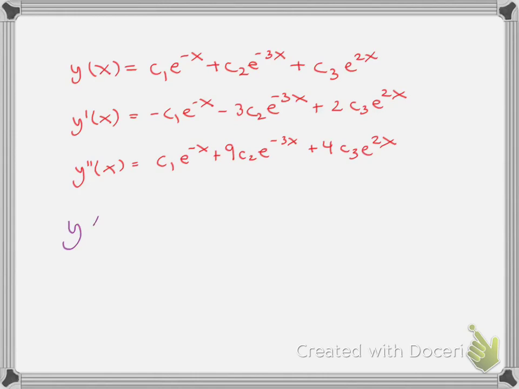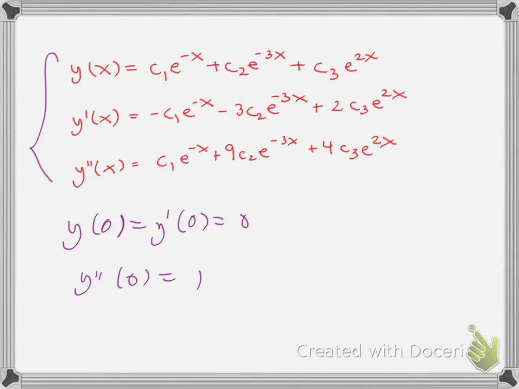We're given that y of 0 equals y prime of 0, they both equal 0, and then y double prime of 0 equals 1. So therefore, we need to find the first and second derivatives. You can double check my work here. These, I believe, are correct, so you can double check my work and make sure.